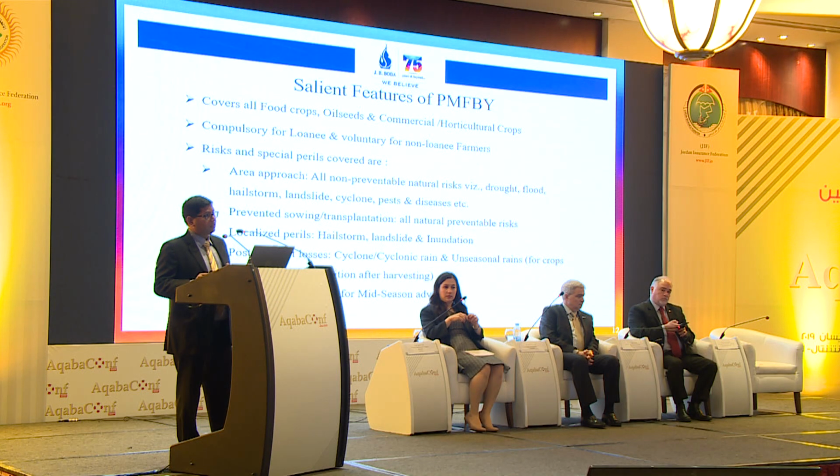Because of this, the premium has reached almost $4 billion in India. Then, coming to the salient features of the Prime Minister's scheme: it covers all food crops, oilseeds, and commercial or horticulture crops. It is compulsory for loanee farmers.